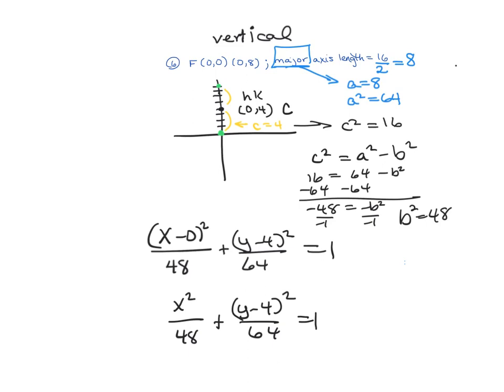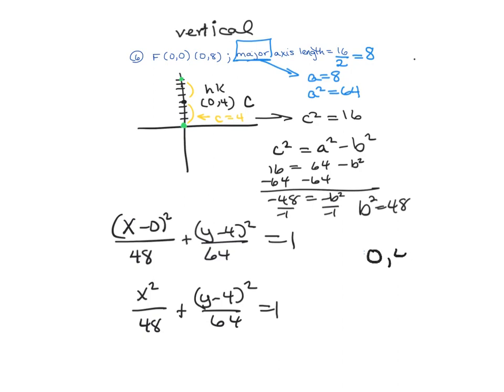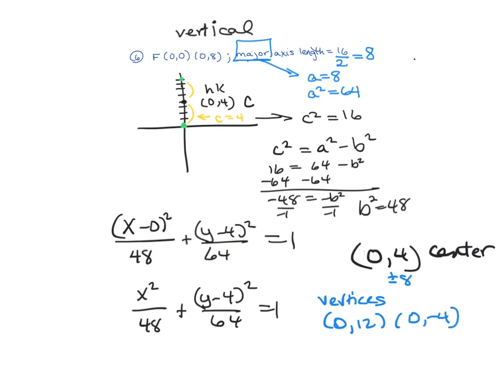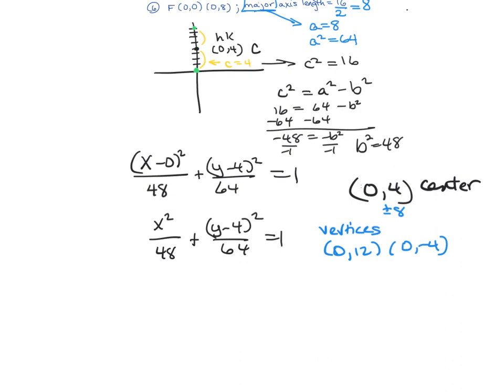So again, just like before, we could take our center, and remember, to get to the vertices, we're going to add and subtract the A value. So my A value is 8, so I'm going to add and subtract 8. So my vertices would be at the ordered pair 0, and I would do 4 plus 8, and then 4 minus 8. So these are your vertices. You could do the same thing for the co-vertices.